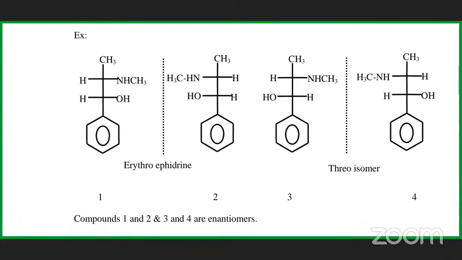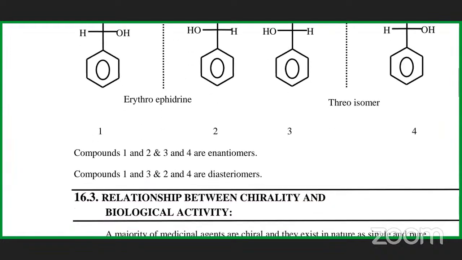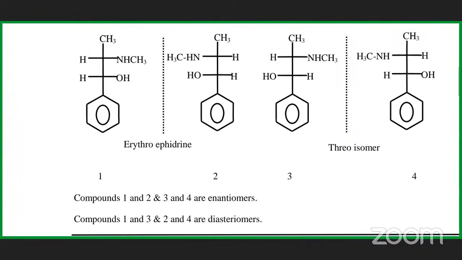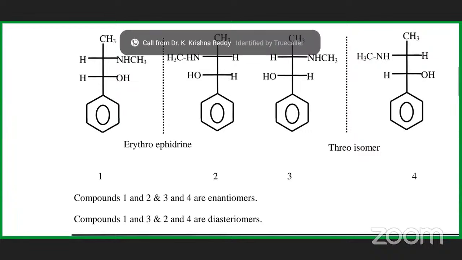Among these, compound 1 and compound 2 are enantiomers, and in the same way compound 3 and 4 are enantiomers. Compound 1 and 3, and compound 2 and 4, are the diastereomers. You know what enantiomers are: stereoisomers which are non-superimposable mirror images.